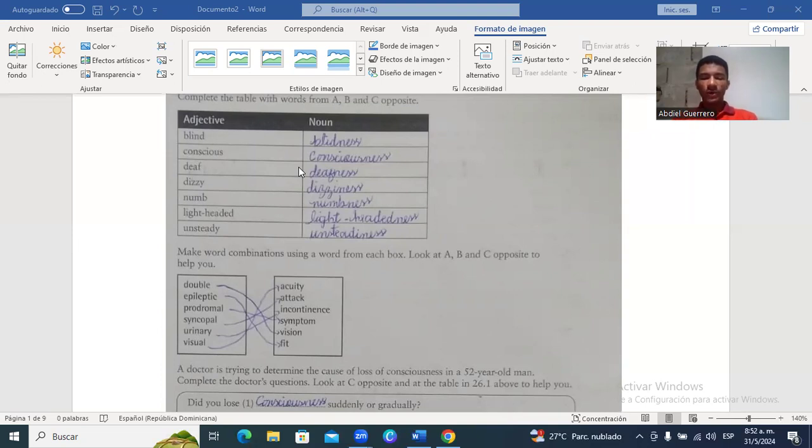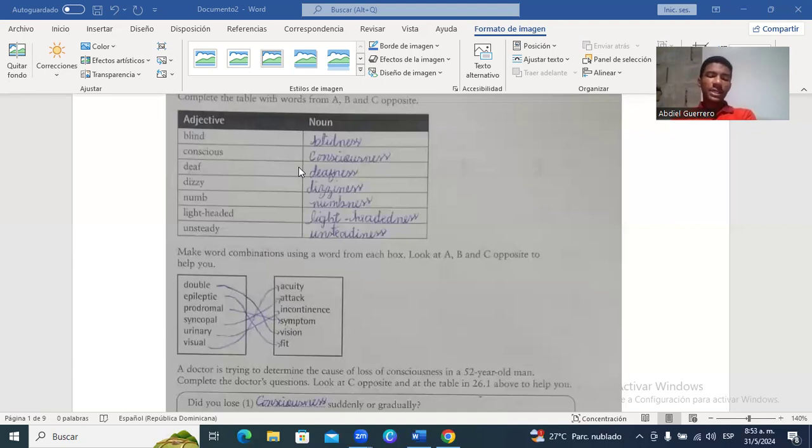Complete the table with words for noun and adjective. Look at the unit in your book because I couldn't pass the image to the computer. Noun, adjective. Absence, absent. Diminution, diminished. Flaccidity, flaccid. Spasticity, spastic. Wasting, wasted.